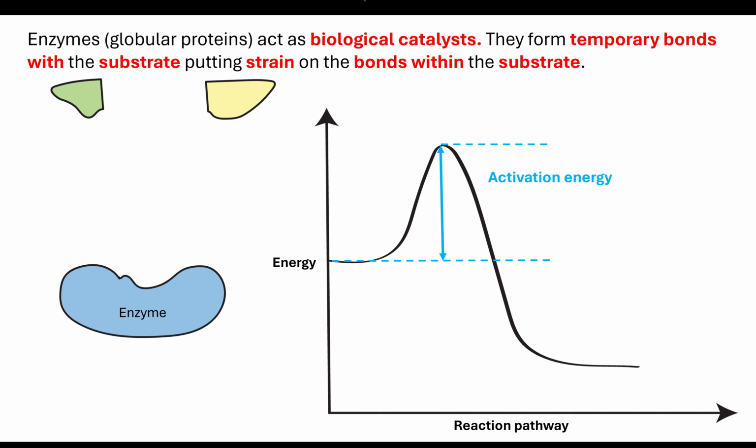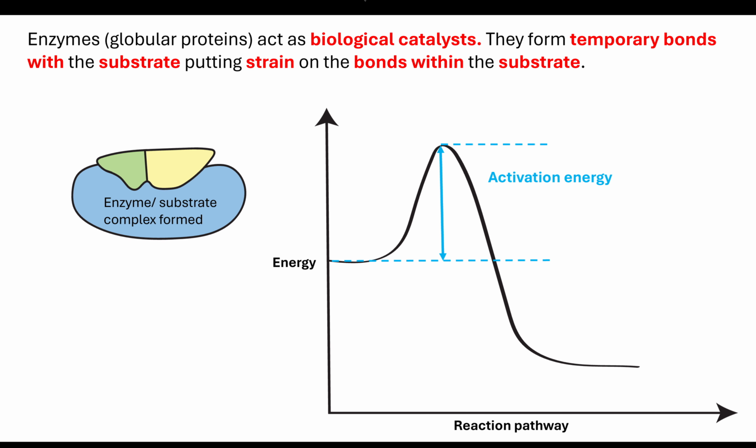Now, a biological catalyst is something that's going to speed up the rate in which the reaction occurs. And they do that by forming temporary bonds with the substrate. And when they form these temporary bonds with the substrate, that will put a strain on the bonds within the substrate, therefore making it easier for it to be converted into that product.